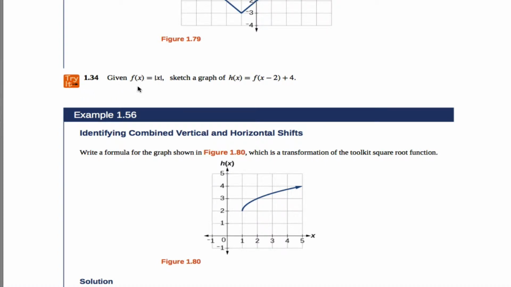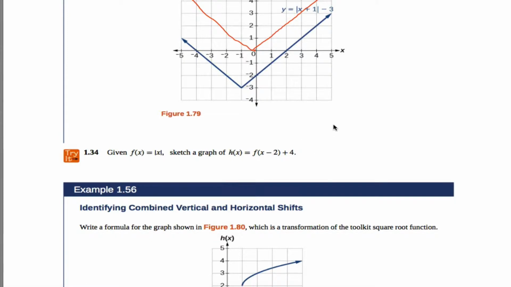1.34. We're given as our starting spot the absolute value graph, one from the toolkit functions from section 1.1, and told to sketch a graph of h of x, which is defined as f of x minus 2 plus 4. Okay, well, let's see. If f of x is equal to the absolute value of x, then f of x minus 2 plus 4 would be equal to the absolute value of x minus 2 plus 4.